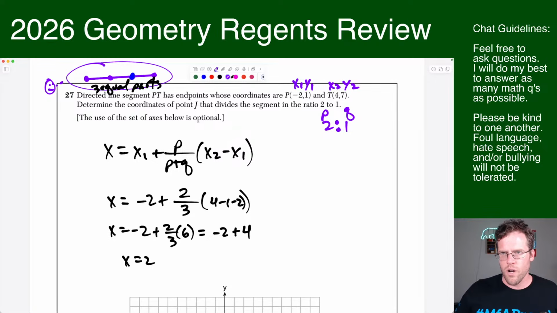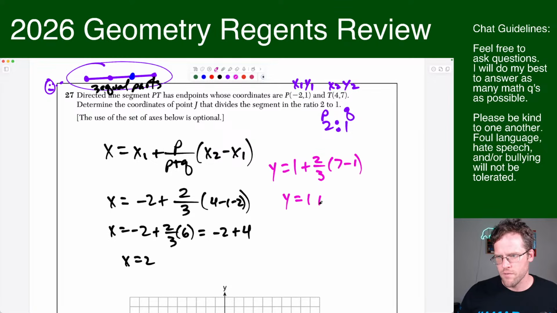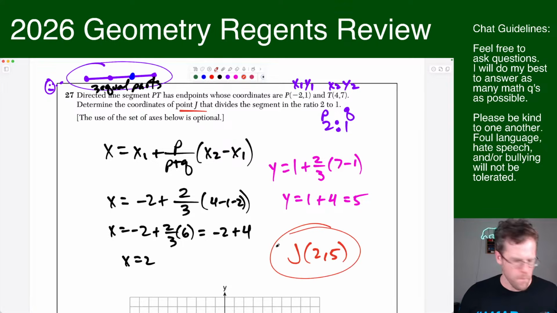Then to find the y value, do the same thing, but with y1. So 1 plus still 2/3, and then y2 minus y1, 7 minus 1. That gives us 1 plus 2/3 of 6, which is 4, and 1 plus 4 is 5. So our point, J, would be 2, 5. All right, that would be our point.